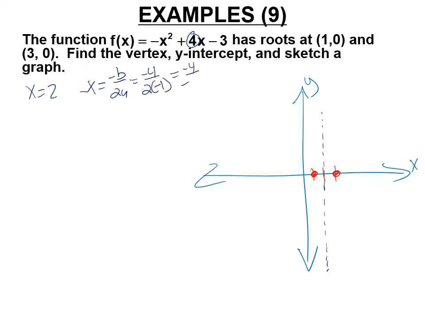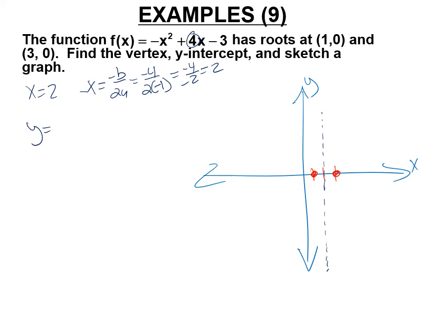Negative 4 over negative 2 equals 2. But it definitely was easier just to realize it's right down the middle of the two roots. Now, sometimes it comes out at like 3.5 or something like that, and then it's not as easy. But anyway, all right, so now we're going to find the y coordinate.